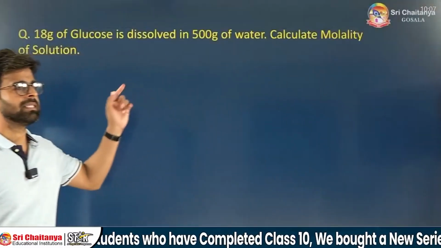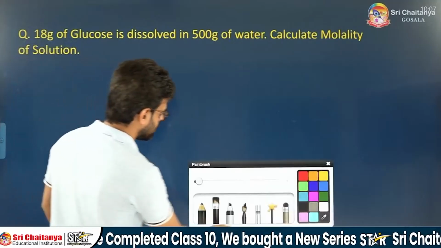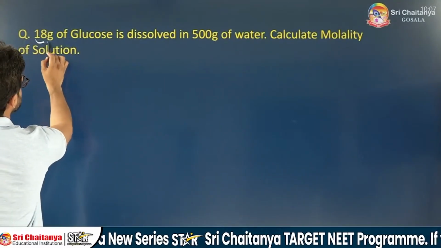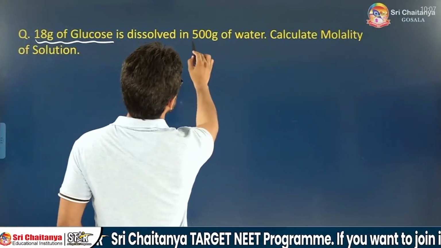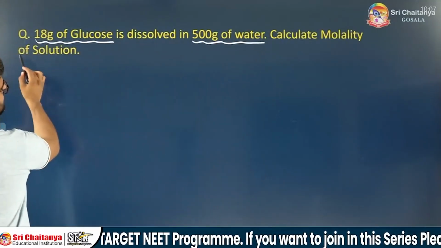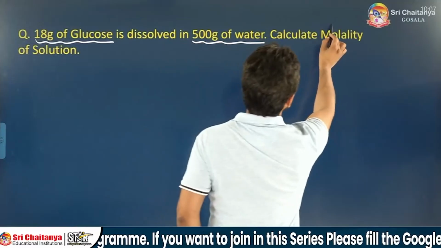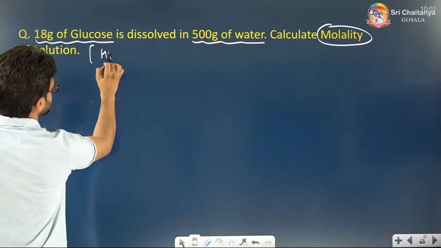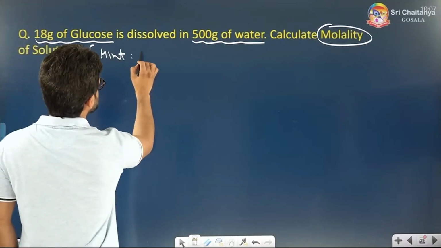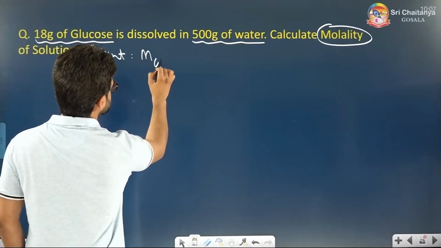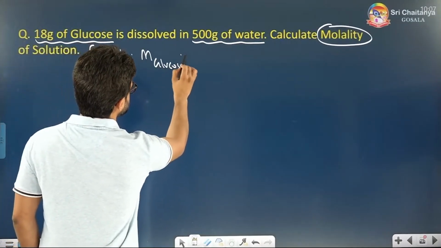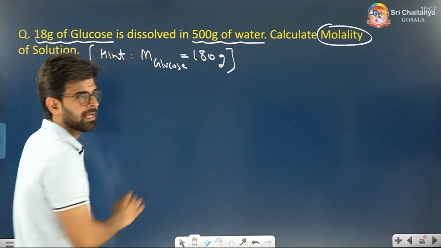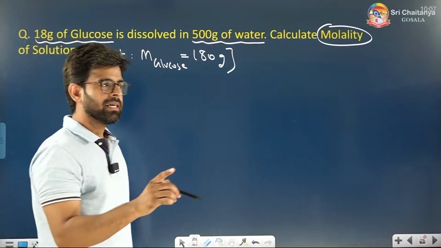Next one, please find the question and give the answer. 18 gram of glucose is dissolved in 500 gram of water. Calculate the molality, small m. I am giving a hint: the molar mass of glucose is 180 gram.